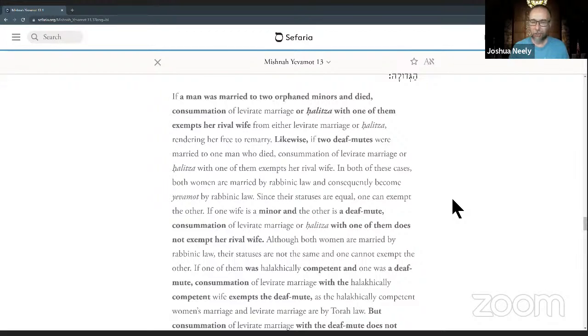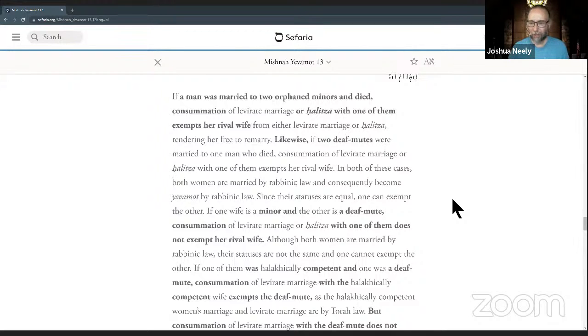So he's married to the 2 orphan minors, and they're both in this special category of being minors. So therefore, they have this lesser form. Nonetheless, if he consummates the levirate marriage or does chalitza with one of them, then we treat it as though they were married like normal adult women, and it exempts the rival, as we have talked about before. So the issue here is whether what he does with one has an impact on the other because of the status of their betrothal situation? And the answer is yes, so far.